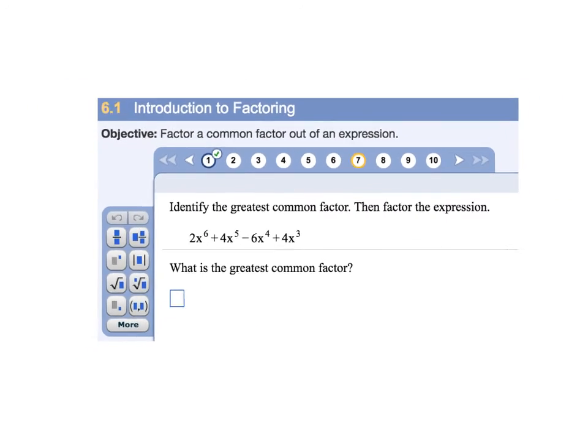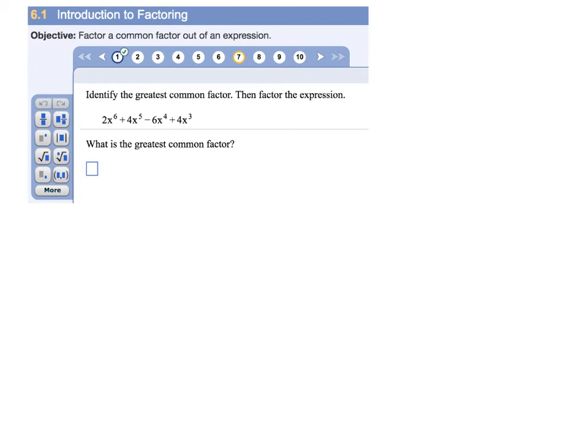So here, identify the greatest common factor, then factor. It's just more of the same, only it's getting longer and more laborious. All right, so 4x to the 5th minus 6x to the 4th plus 4x to the 3rd. I'm going to do it right underneath it. Actually, let's move it over here. Good. So I'm going to do that right underneath.